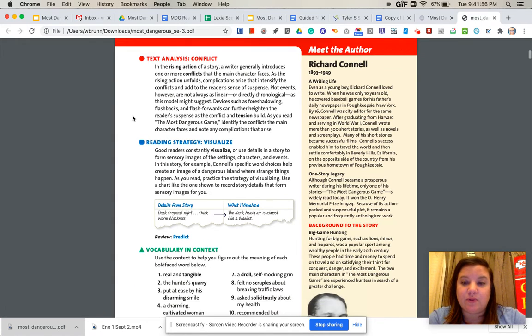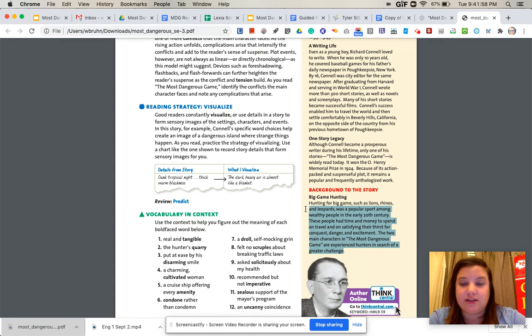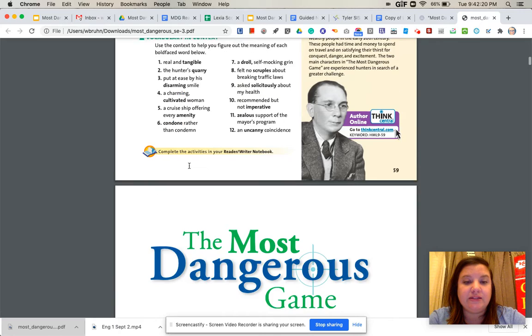Keep in mind as well the background to the story, which is big game hunting. We talked about that in the presentation. So hunting for big game was a popular sport among wealthy people in the early 20th century, so that would be the early 1900s. And the two main characters in our story are experienced hunters in search of a greater challenge. So we are going to get started with reading.